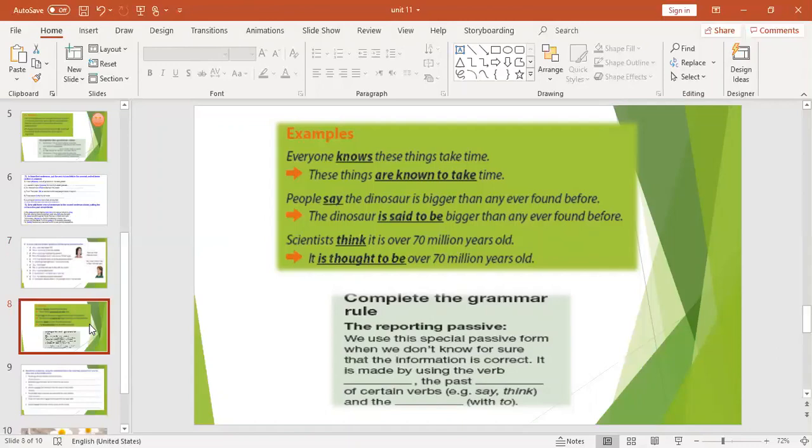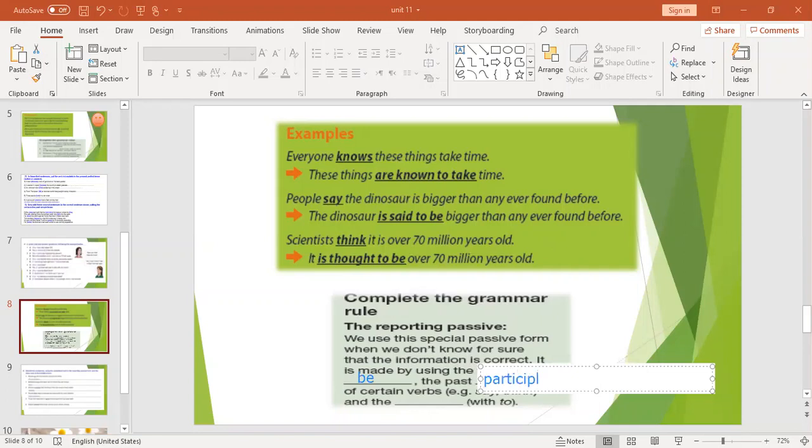How can we change these forms into passive voice? We use this special passive form when we don't know for sure that the information is actually correct. It is made by using the verb. Which verb did we introduce here in the sentence? The verb to be, similar to any other passive voice, as we noticed here, is, are, and the past participle, again, verb 3.